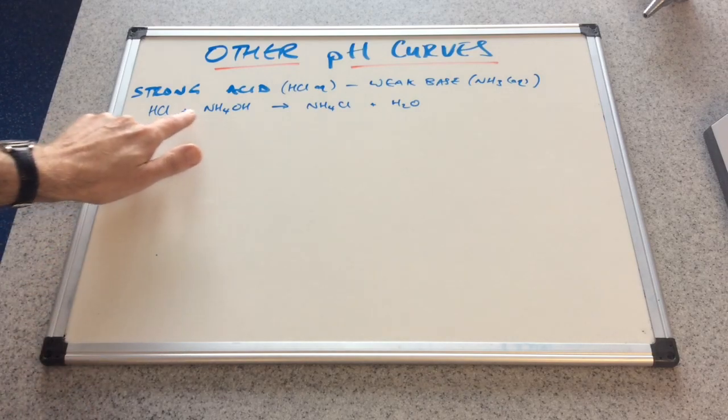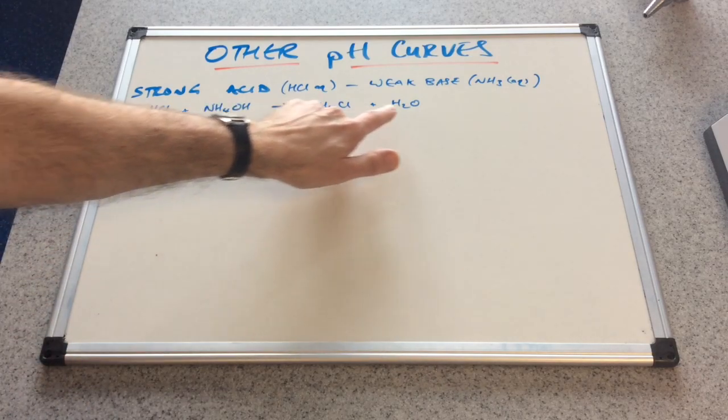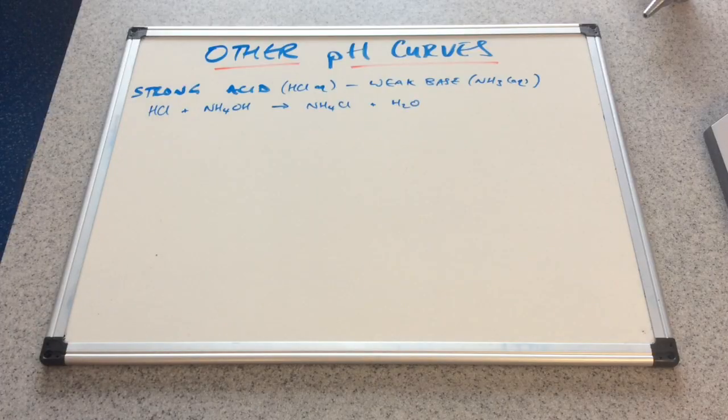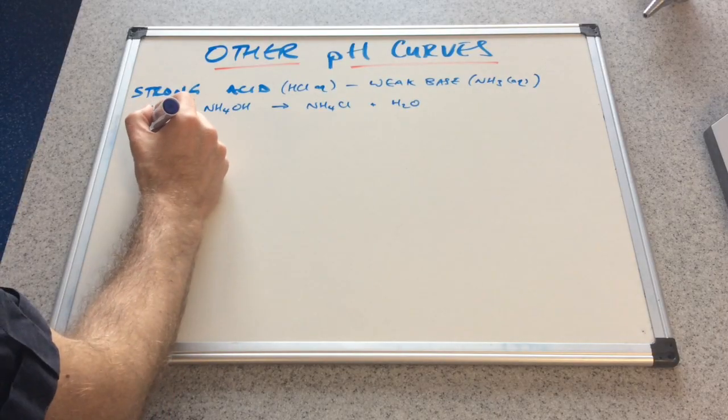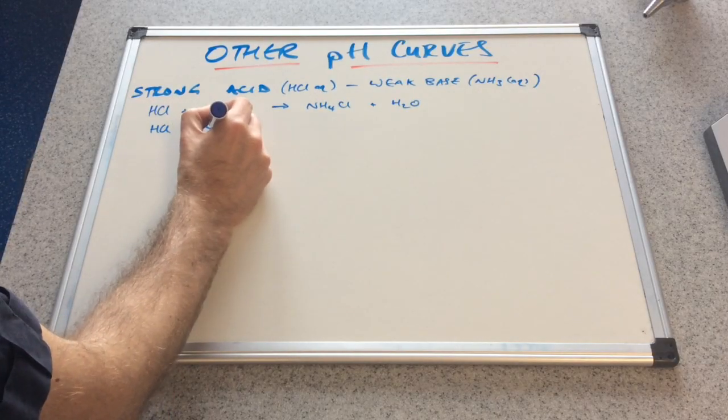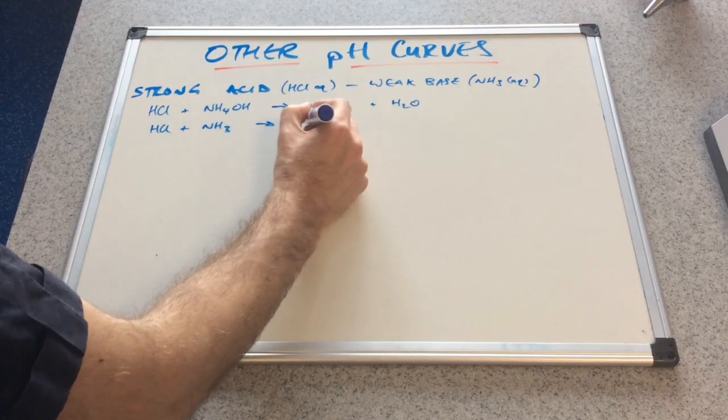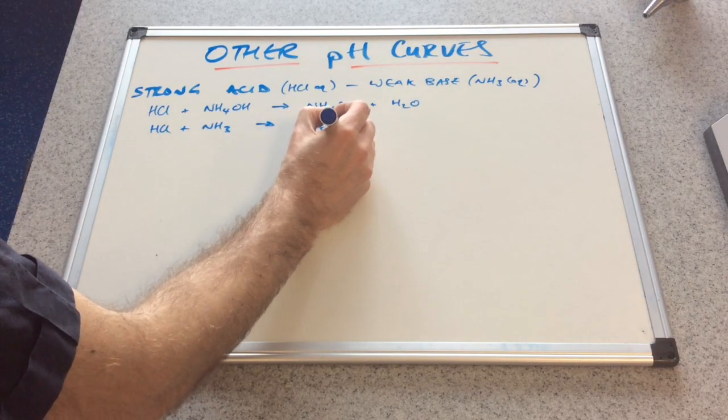So we've got the acid and the alkali making a salt and water. I'll just show you what I mean there: if you had HCl and NH3, all you're going to be able to write is NH4Cl.